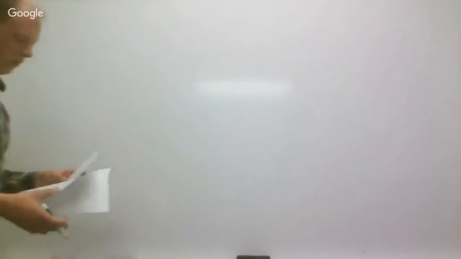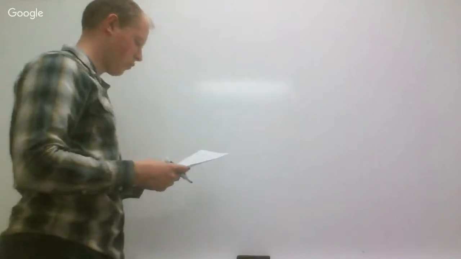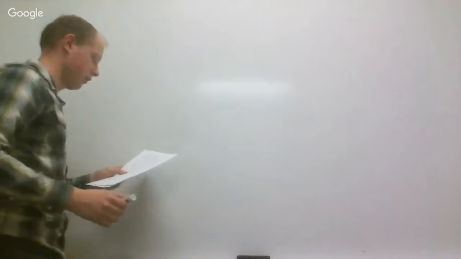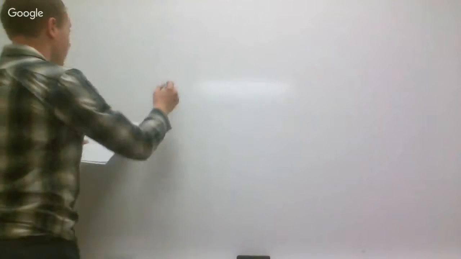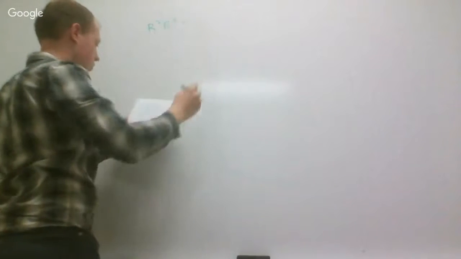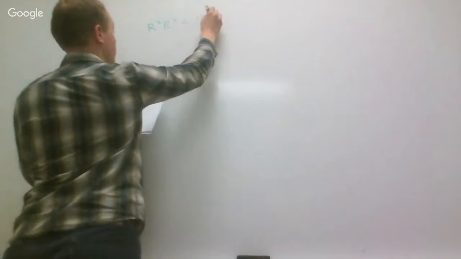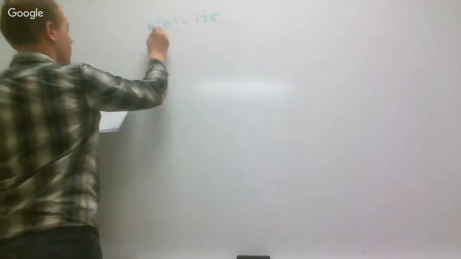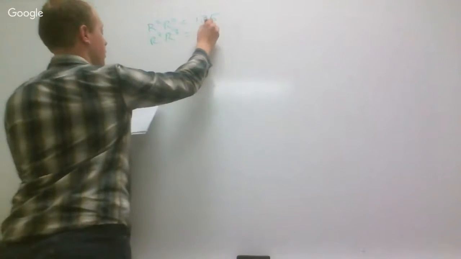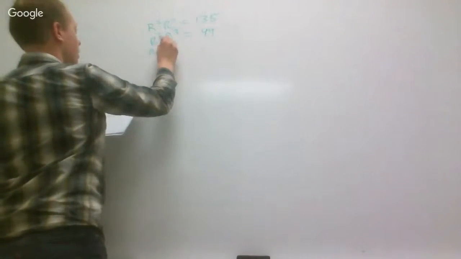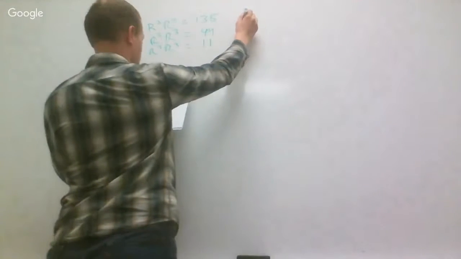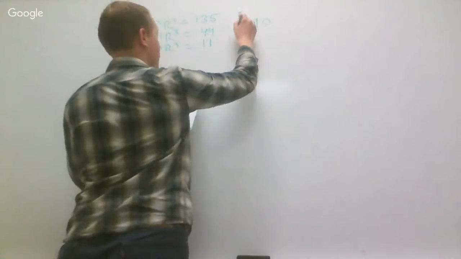Problem 4. So there are three different genotypes that Jeffrey Minton and his colleagues found. There's the R2R2. There were 135 individuals there. Heterozygote R2R3 had 44, and R3R3 had 11. So the total turns out to be 190 individuals.